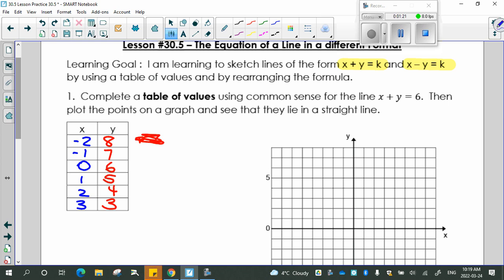So then we're going to plot them. -2, 8 is right up here. -1, 7. 0 and 6. 1 and 5. 2 and 4. 3 and 3. By now, you've noticed the pattern. So can you fill out the rest of the graph? Yeah, you can just keep going over 1, down 1, right? And then draw your line in. And this is the line x plus y equals 6.